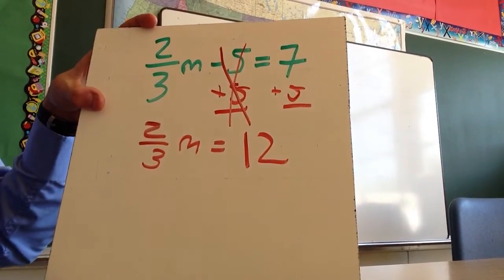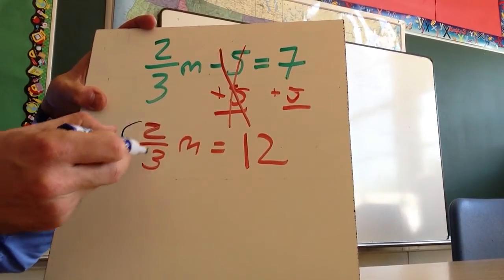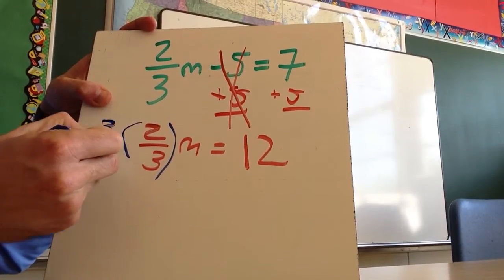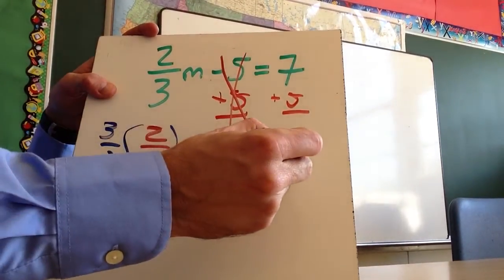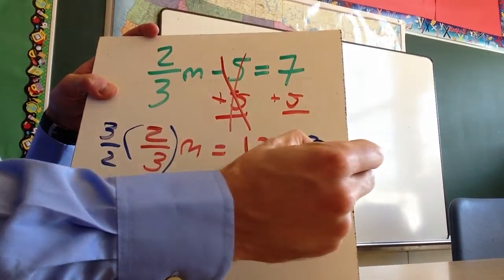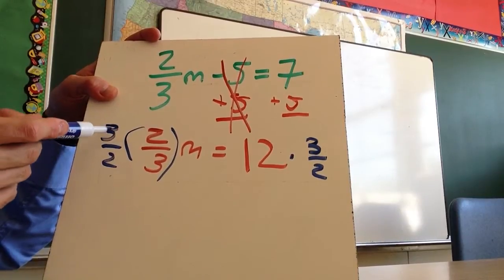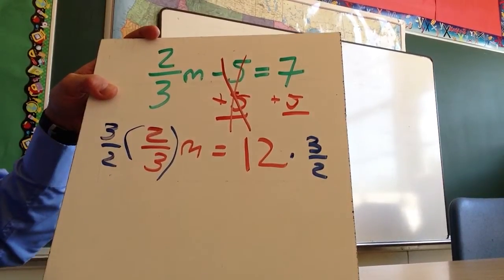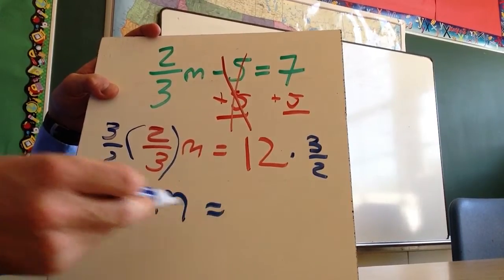Now, if you remember the multiplicative inverse property, it tells me that I can multiply this by the inverse, and this will become 1, which means that if I do that to this side, I would have to also do it to the right side. So 3/2 times 2/3, or 3 times 2 is 6, 2 times 3 is 6, 6 over 6 is 1, so I'm left with 1m, which is what I wanted.